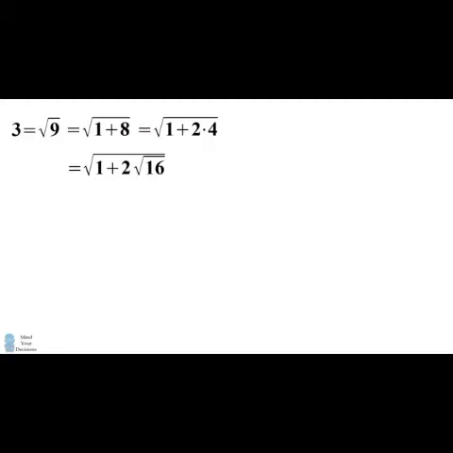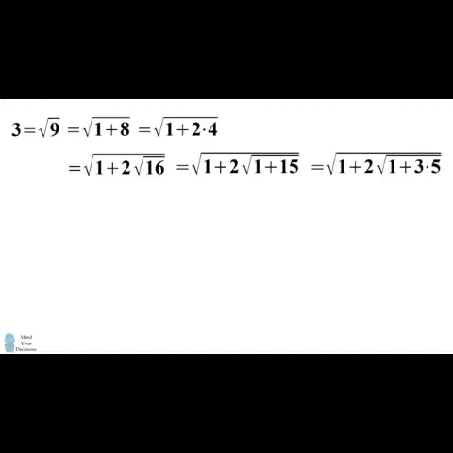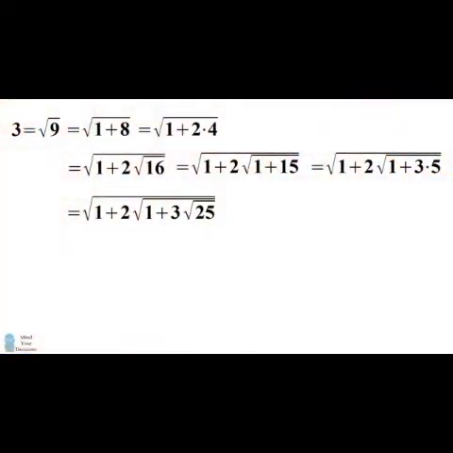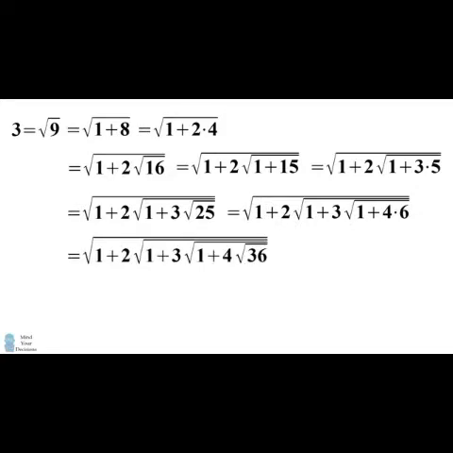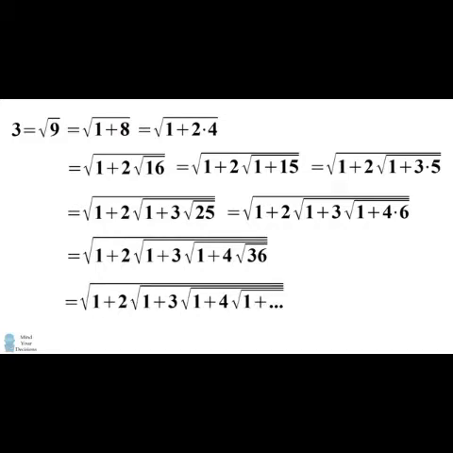Can we get to the next stage? Well, 16 equals 1 plus 15, and 15 factors out into 3 times 5. 5 can be rewritten as the square root of 25, and we've come to the next iteration of the nested radical. 25 equals 1 plus 24, and 24 factors out into 4 times 6. 6 is the square root of 36, and we've come to the next stage. In fact, I claim this pattern continues indefinitely. Therefore, we proved this infinite nested radical is equal to the original term, which is 3.